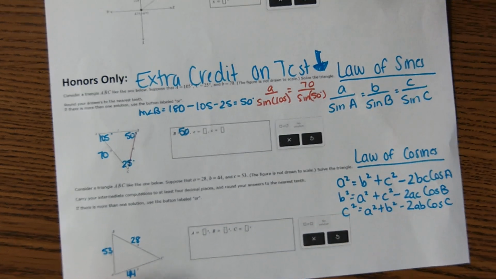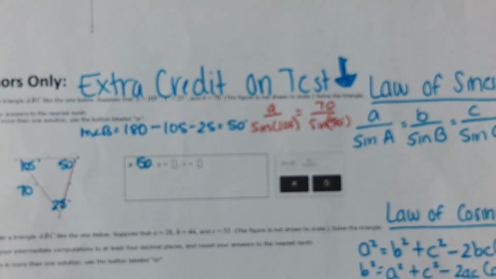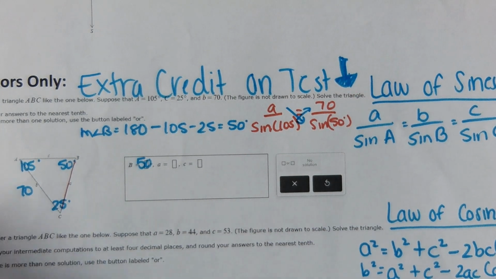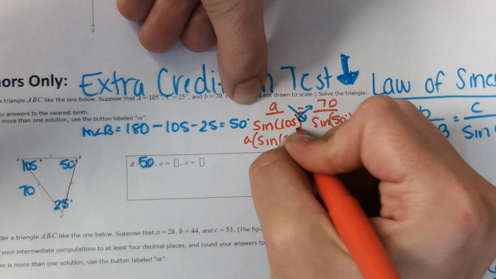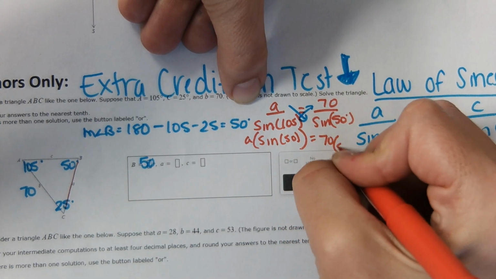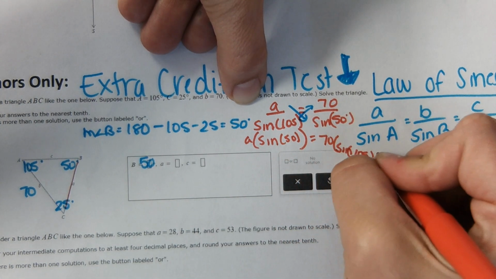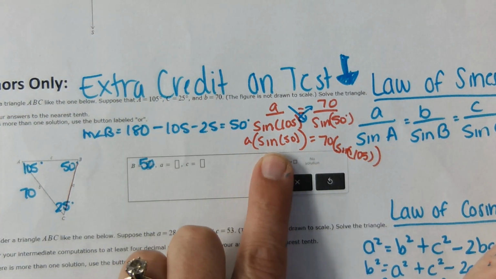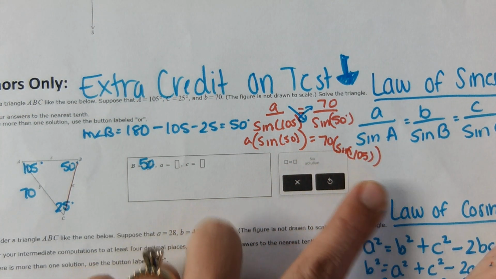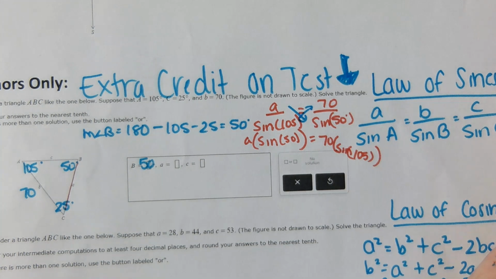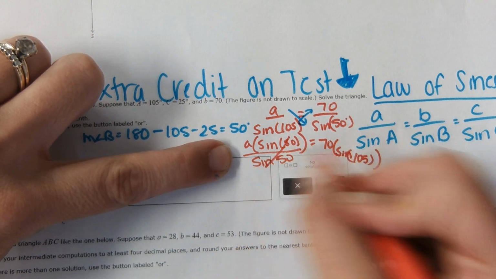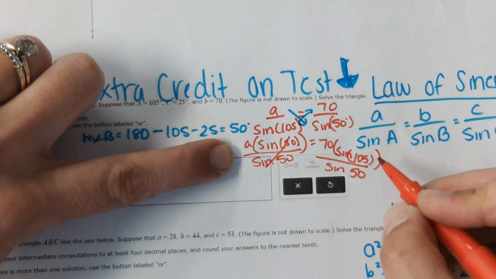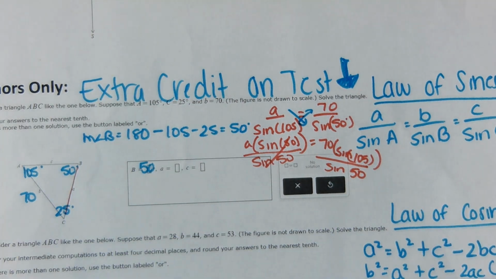Okay, and then once we have this set up, we're going to cross multiply. So we will get A times sine of 50 equals 70 times sine of 105. Then the next step is to get A by itself. So divide both sides by sine of 50. So then once you get it set up like this, you can just plug it in a calculator, but obviously easier said than done.